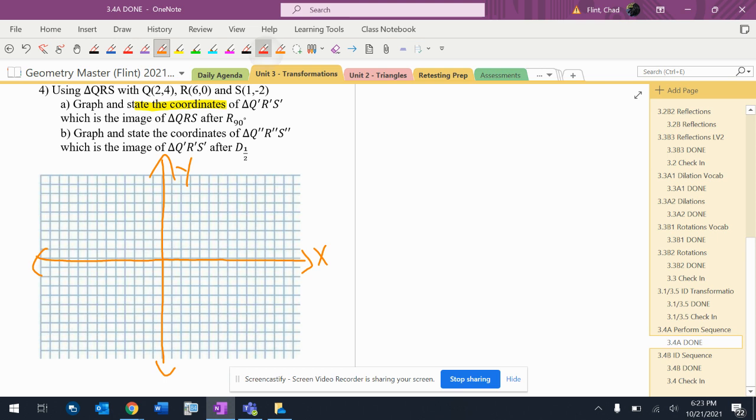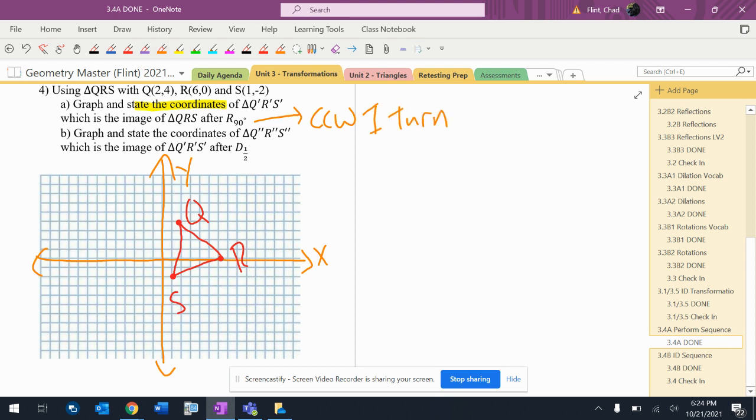All right, so 2, 4, 1, 2, 1, 2, 3, 4, 1, 2, 3, 4, 5, 6, 0, and 1, 1, 2. So Q, R, S. Okay, so first thing it wants me to do is R90. All right, that means counterclockwise because it does not say a direction, 1 turn.